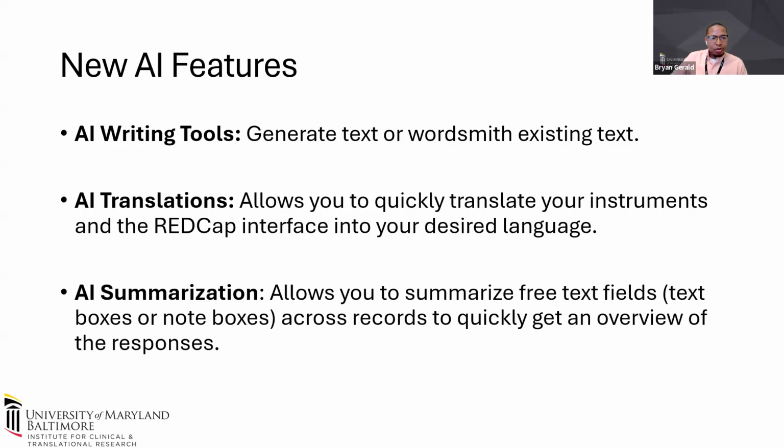And lastly, but not least, we have the summarization feature, which allows you to summarize free text fields across records and quickly get an overview of responses. So say if you have 100 survey responses and one of those fields is free text, the AI would summarize those 100 responses into one.